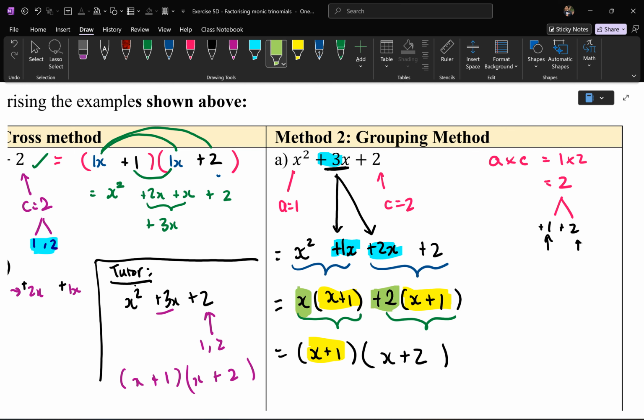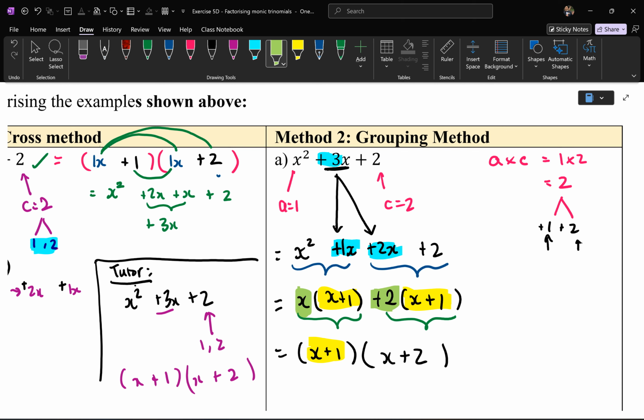So that x, and that plus 2, or essentially you're saying x plus 1 times what? Gives you the first term. X plus 1 times what? Gives you the second term. So can you see how the grouping method's a bit more structured? It's a bit neater. So that's how your textbook would teach you.